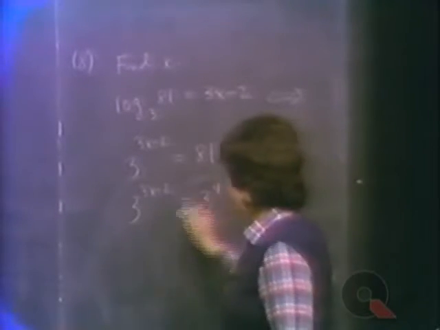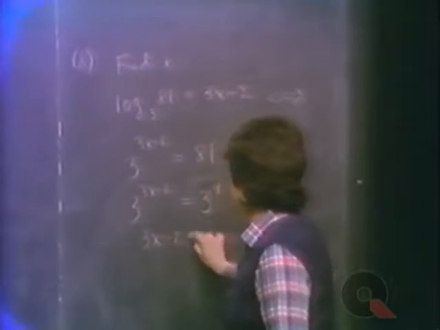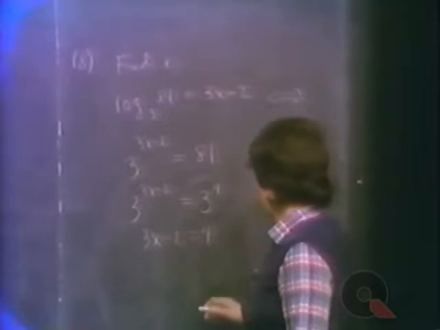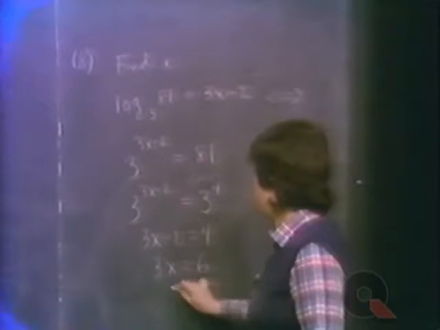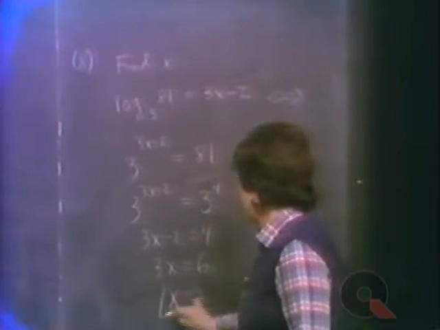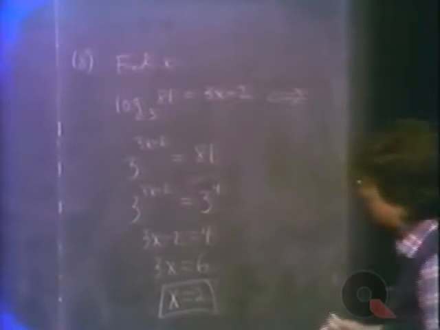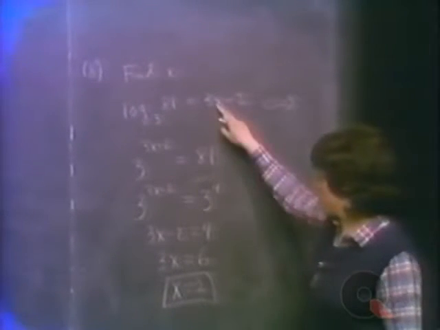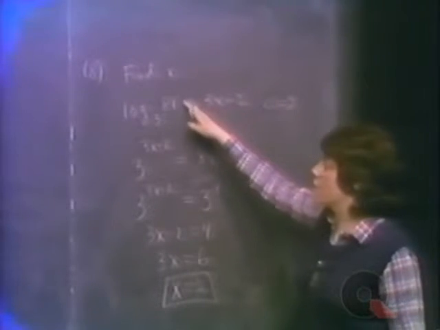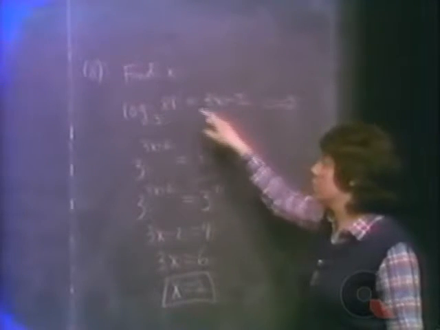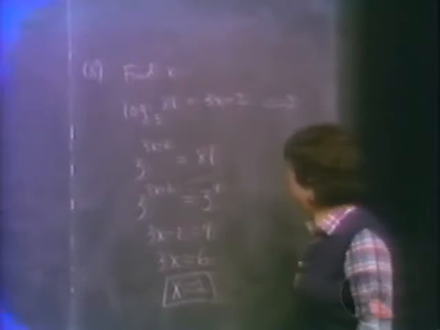And now we equate the exponents. 3x minus 2 is 4. Add 2 to both sides. 3x equals 6. Divide by 3. x equals 2. Check: 3x minus 2, 6 minus 2 is 4. The log of 81 to the base 3 is 4, since 3 to the 4th power is 81.